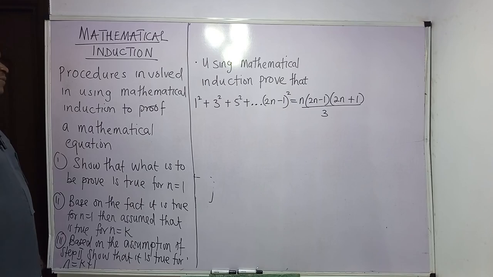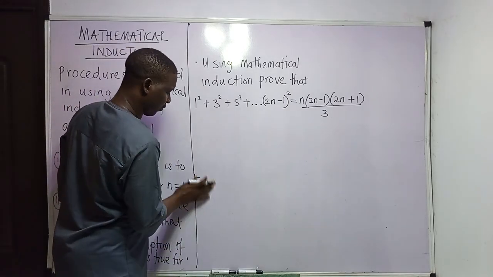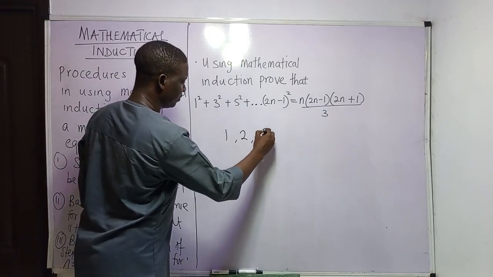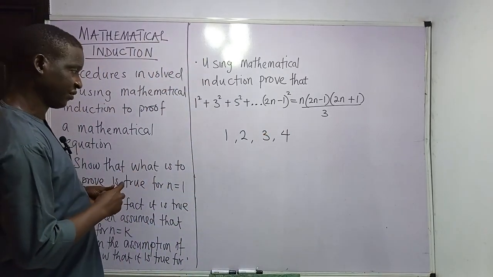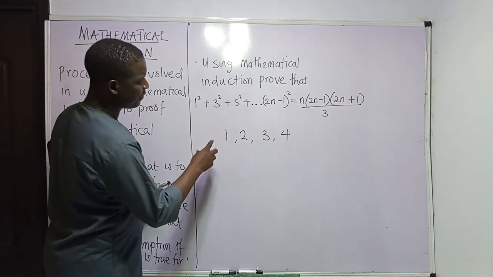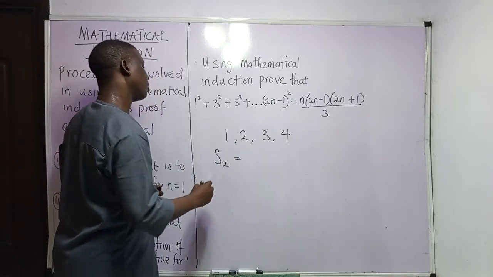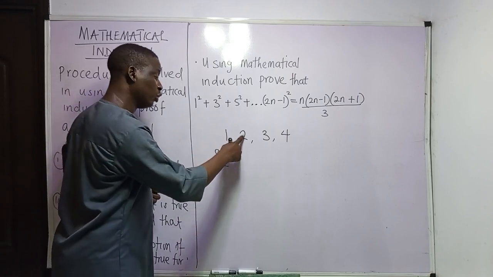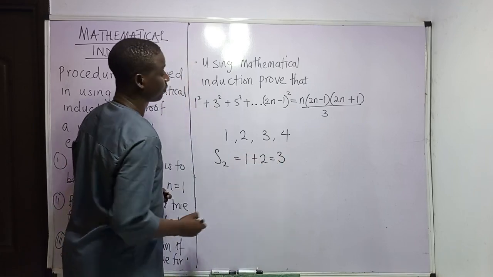With what we need. Now, before we do anything, let me just remind you of this one. 1, 2, 3, 4. Let's say this is a series, a sequence. Now, let me find S2, the sum of the first two terms. What is the sum of the first two terms? It means that 1 plus 2 is equal to 3.